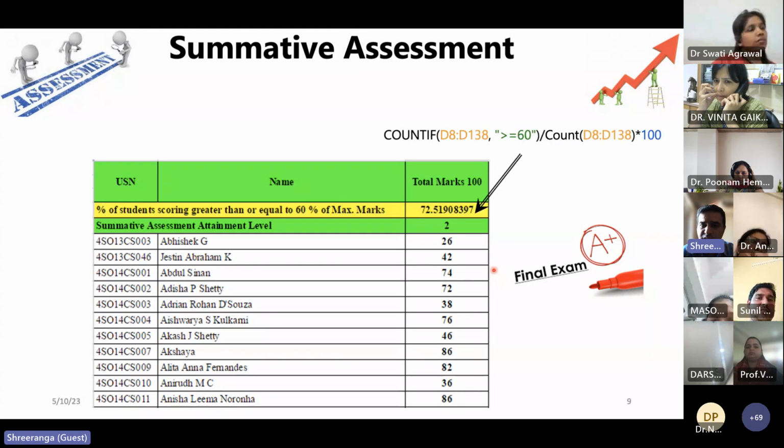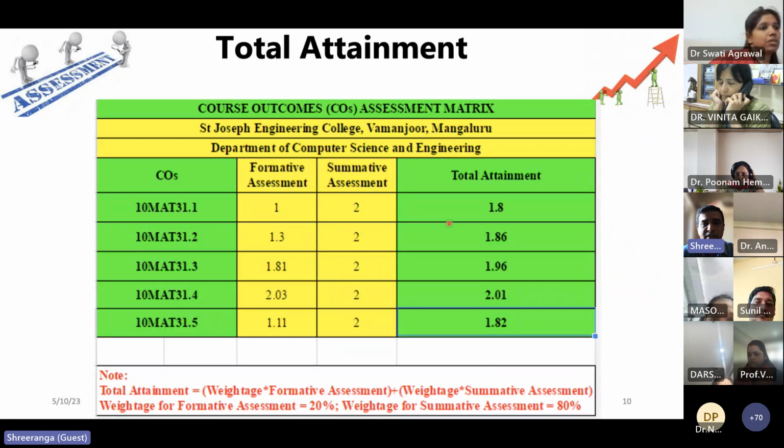But the methodology is the same. That is, 60% of the students are going to score 60% of the maximum marks. Now, out of 100 is 60. So that's why I have written the equation, and it has come out as 72.51%. So the level is 2. Since I am not able to get the CO-wise marks, I have generalized it. Then I am combining this formative assessment and summative assessment.